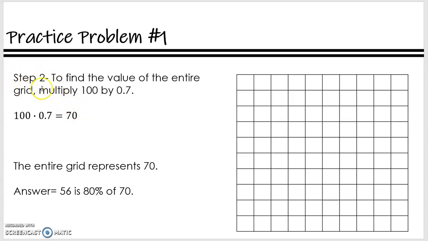So the next step is to find, like I just said, the value of the entire grid. So if we know that every square is equal to 0.7, and we know that there's 100 squares, you take 100, you multiply it by each little value, and you get 70. Therefore, the entire grid represents 70. That means that 56 is 80% of 70. That's what we were trying to solve.